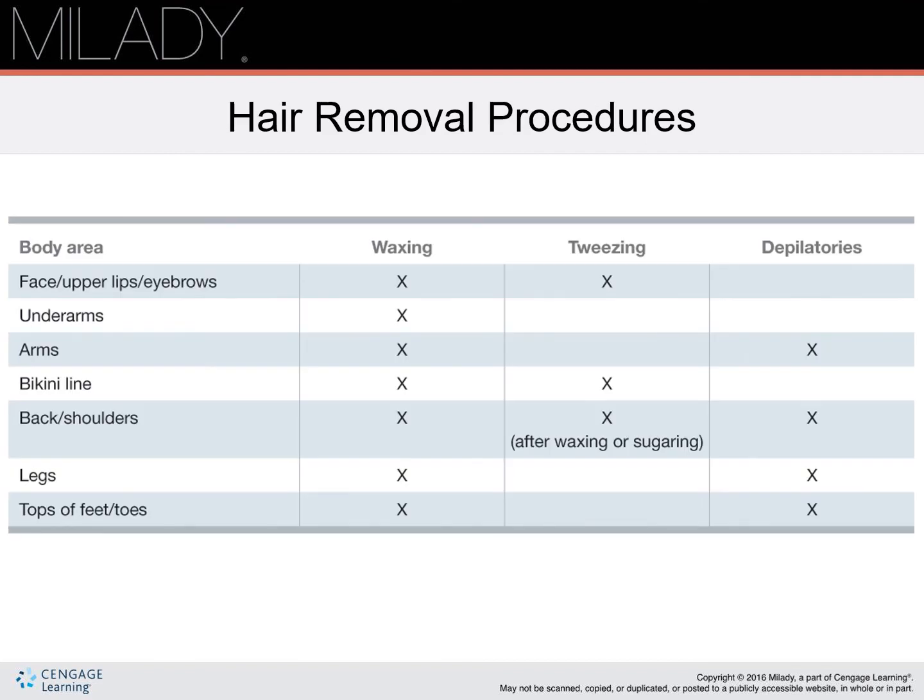Okay, so this chart is in your book also, and it tells you what is best for each one: your back and shoulders, bikini line, arms, underarms, face, upper lips, eyebrows, legs, the tops of your feet and toes, which is a thing you would not think it is. And it tells you which one of these temporary procedures is best for each area.